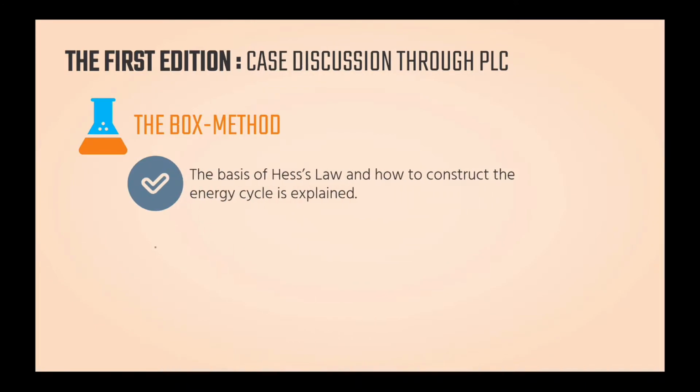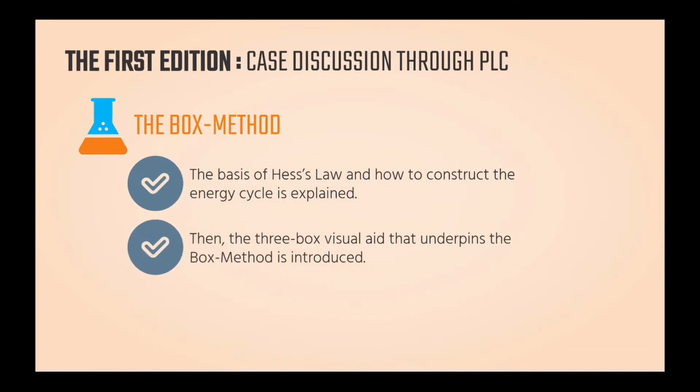The first edition of box method was implemented via 2 stages. The first phase is where the basics of Hess's law and how to construct energy cycle using traditional method were explained. Then, the 3-box visual aid that underpins the box method was introduced.